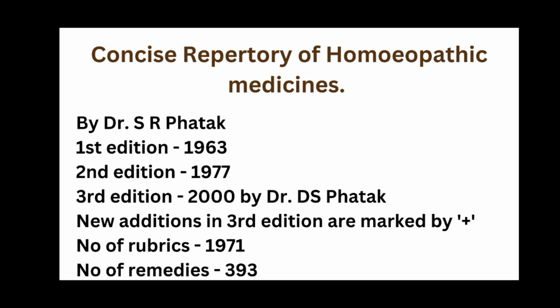The number of rubrics used in this repertory is 1971. The number of remedies is 393. So this is a very important repertory which is helpful in our day-to-day practice. Many homeopathic practitioners use this repertory.